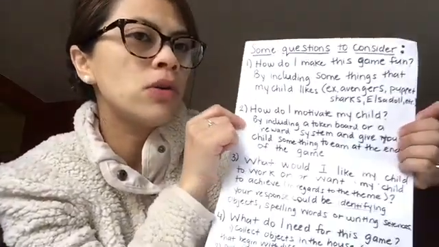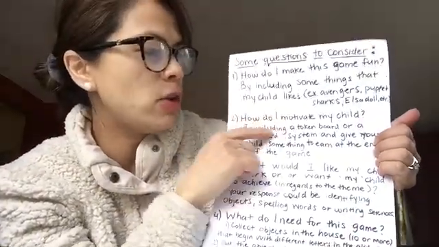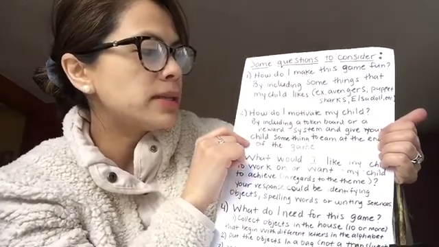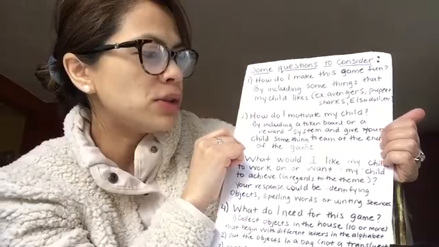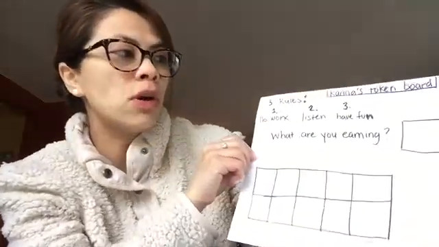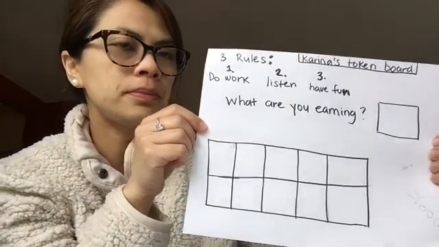The second question to consider is, how do I motivate my child? By including a token board or a reward system and giving your child something to earn at the end of the game. So this is what a sample example of a token board would look like.